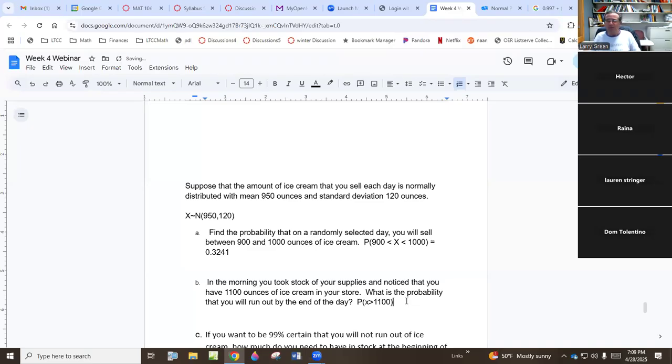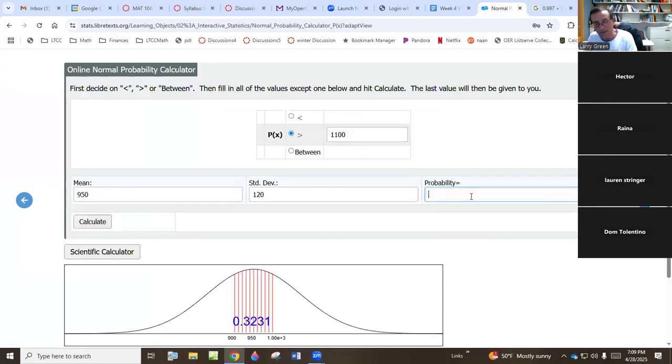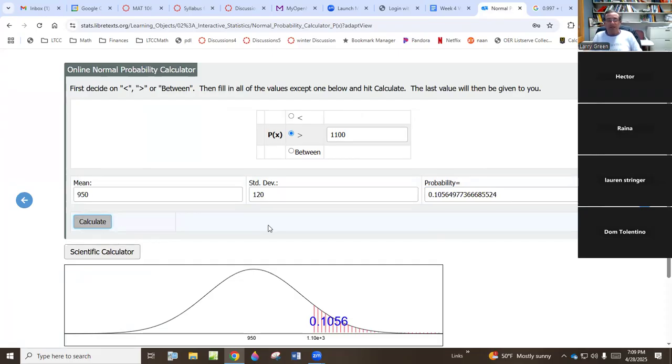So that's one of the hard parts, is reading the words. So you'd run out if your demand was more than what you have. Do you see that? So now we just go right to the calculator. I hit the greater than, and it's 1,100. And I want the probability, so that's blank. And I hit calculate. Okay, there's about a 10.56% chance, or 0.1056.